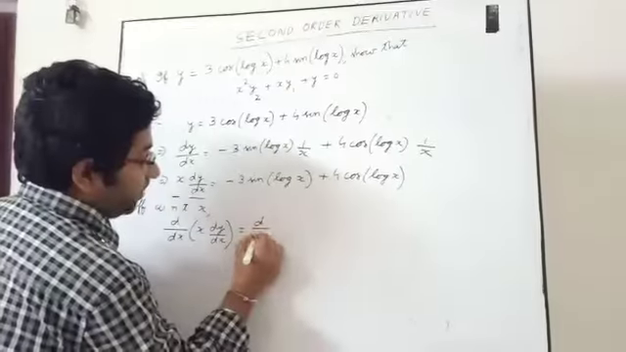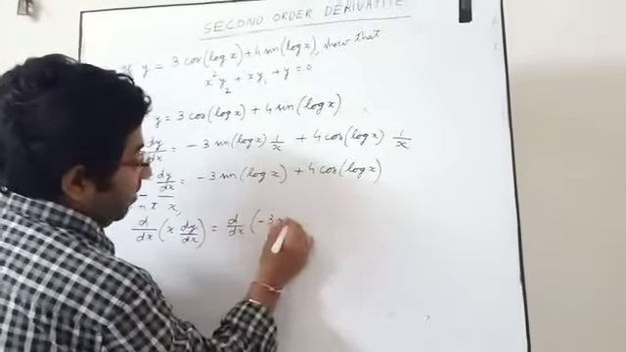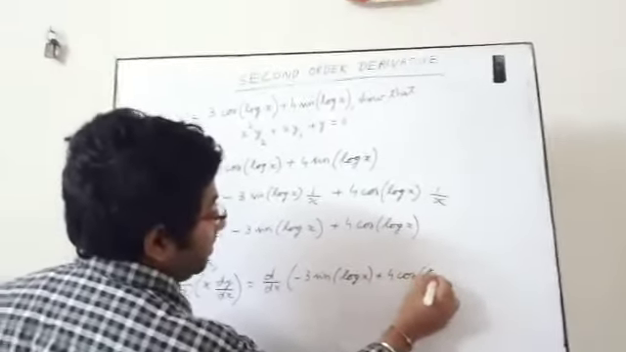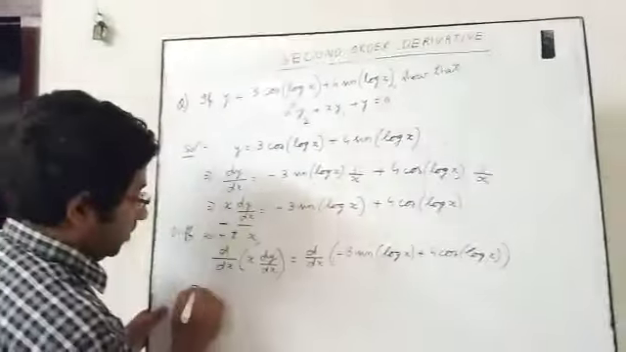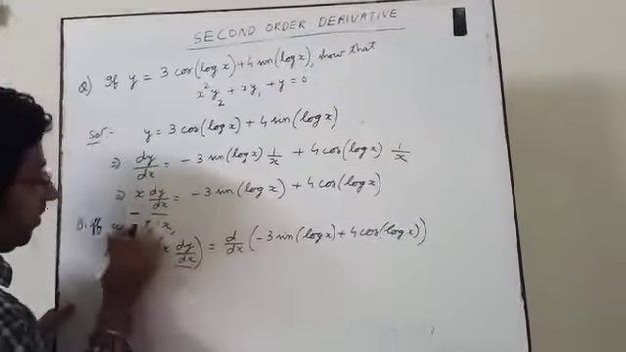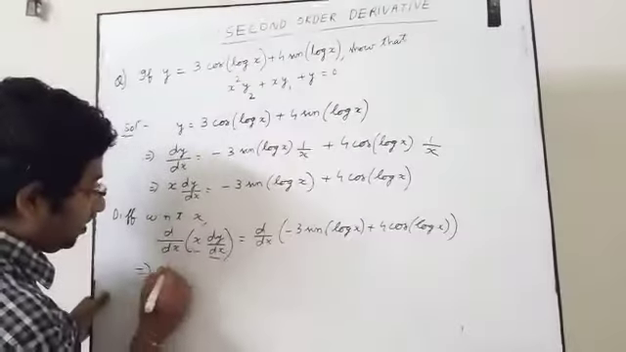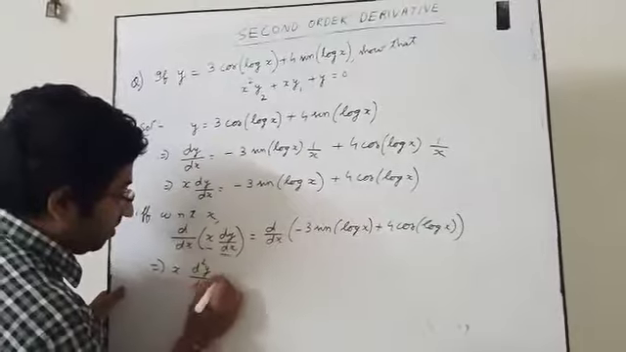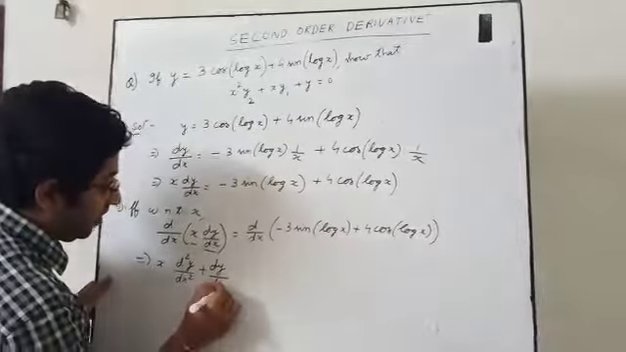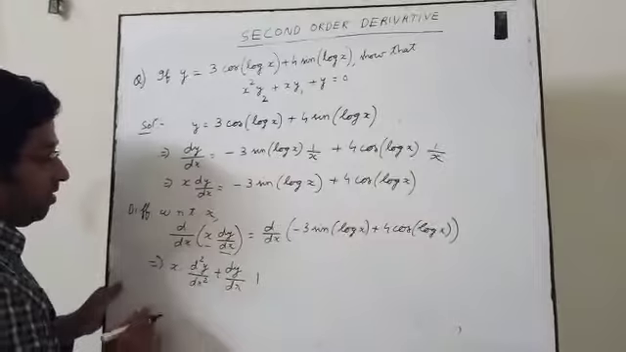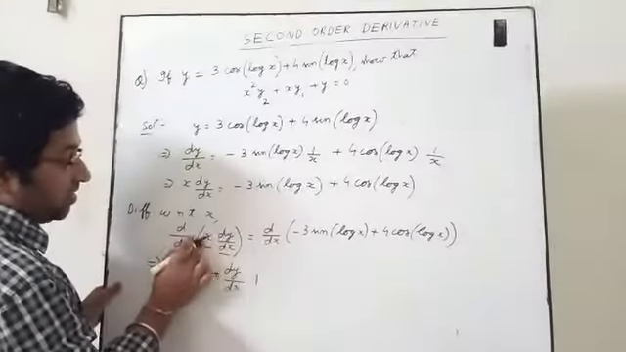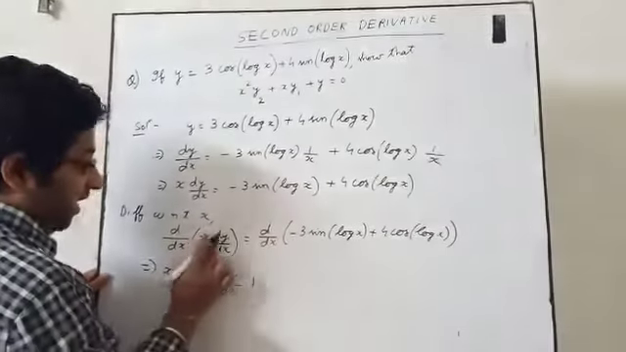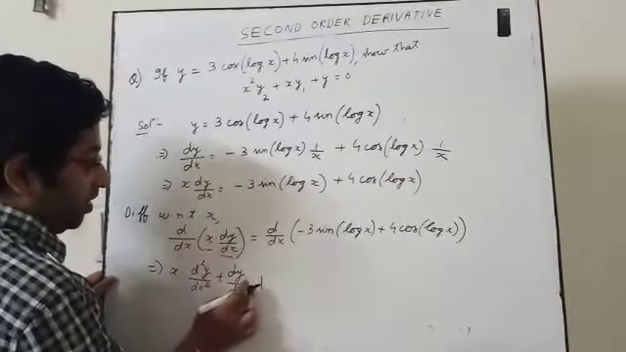So d/dx of minus 3 sin log x plus 4 cos log x. The left side is the product of two functions, x and dy by dx. First function into d/dx of dy by dx, which is second order, plus dy by dx into d/dx of x, which is 1. Is it clear or not? First function into d/dx of dy by dx is second order. Again dy by dx into d/dx of x is 1.